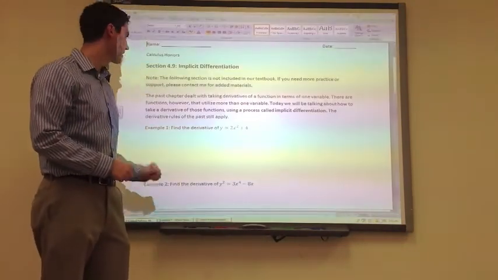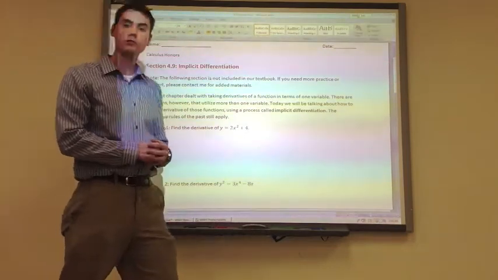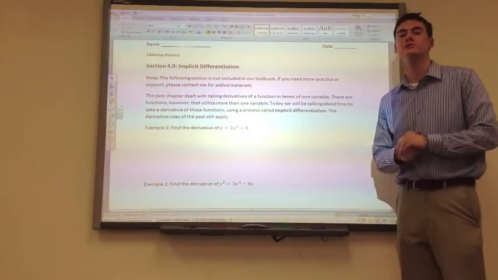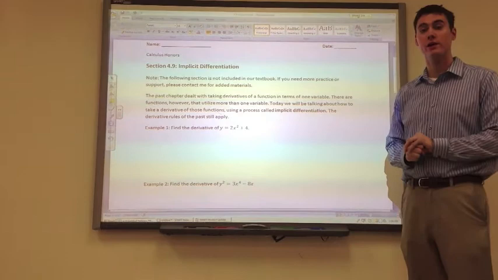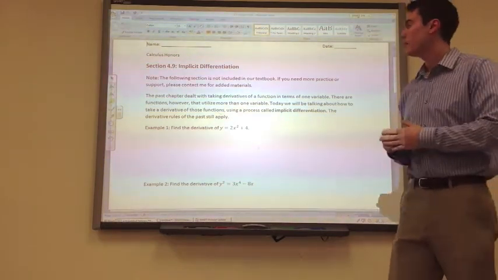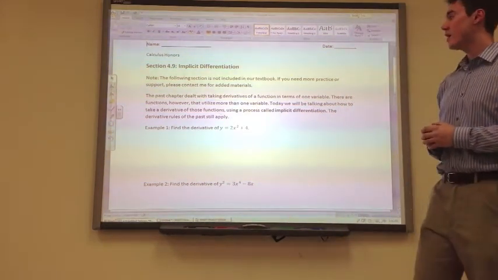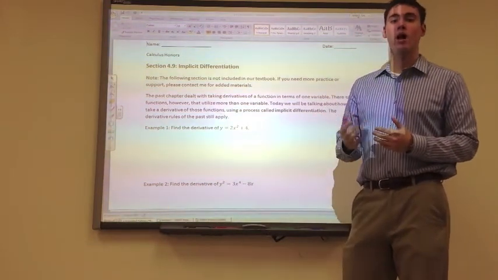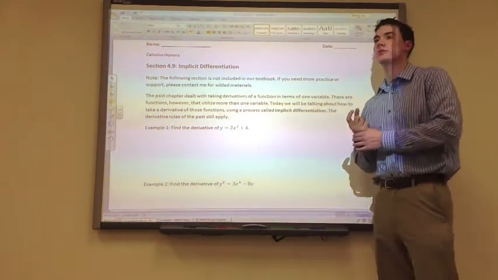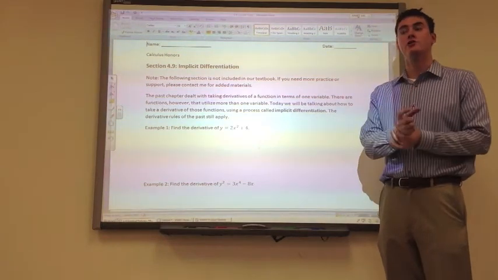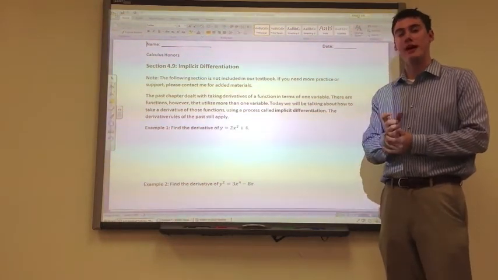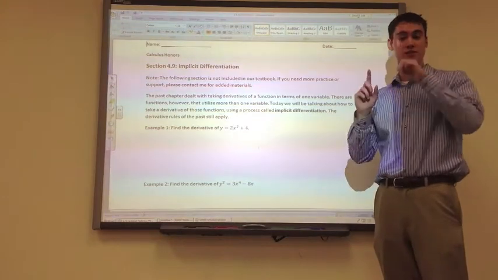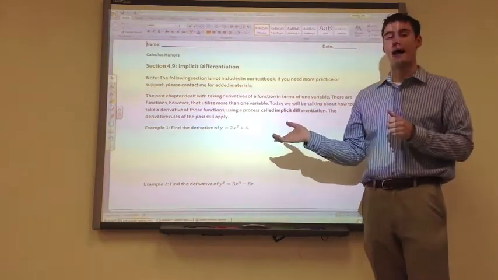So if you could please take out your section 4.9 notes. This section is not included in your textbook, ladies and gentlemen, so any sort of support material you would need, please see me for. I'm happy to provide it, but you will not find it in your book. This chapter is going to be dealing with derivatives in terms of more than one variable, but taking, well, I should say it's going to be taking derivatives of functions with more than one variable, but then doing them all in terms of a single variable, in our case today, x.